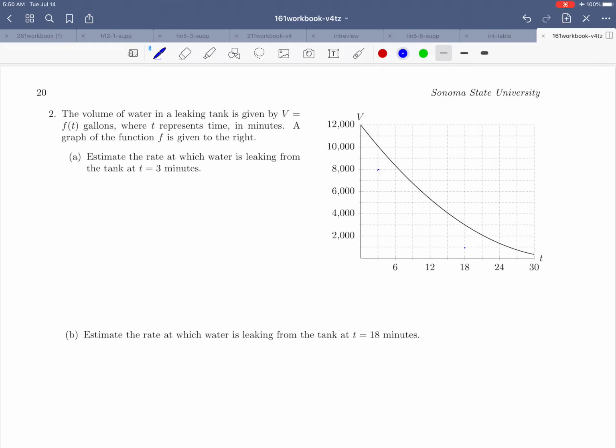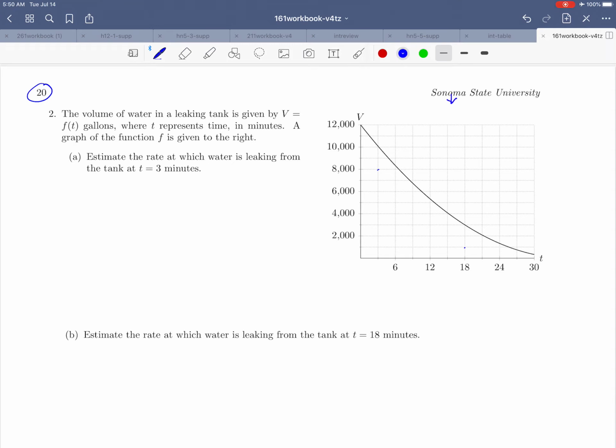Hello everybody, and welcome to exercise 2 on page 20 of the workbook here. Let's take a minute to read this question together. So the volume of water in a leaking tank is given by the function v equals f of t gallons, where t represents time in minutes. A graph of the function f is given to the right over here.